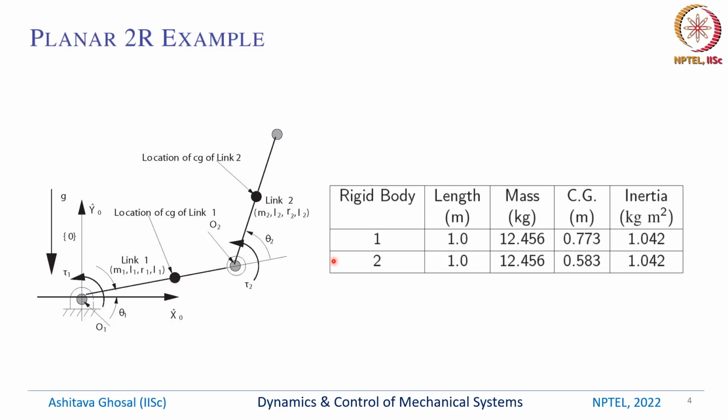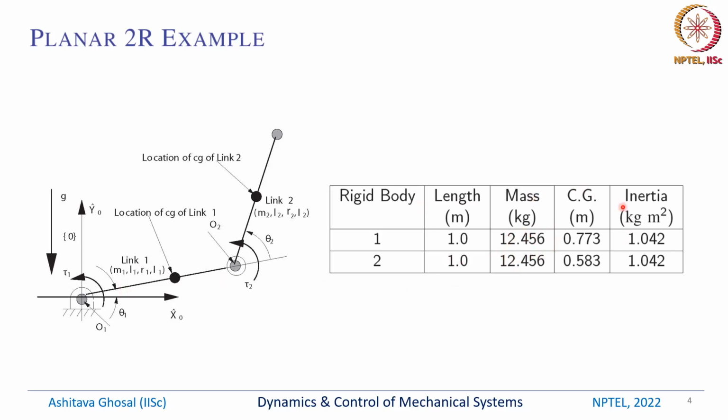So to solve the inverse problem, we need the numbers for the geometry and the mass properties. In this example, I have assumed that the length of this link is 1 meter. The length of this second link is also 1 meter. The mass is some 12.456 kg. This is from some actual example which we considered a long time back.